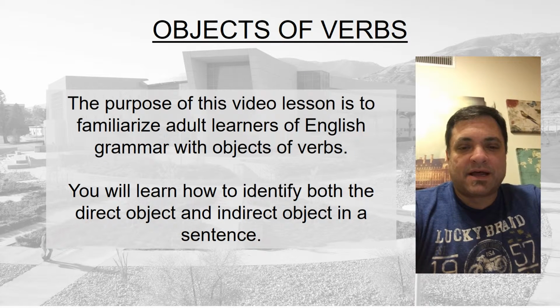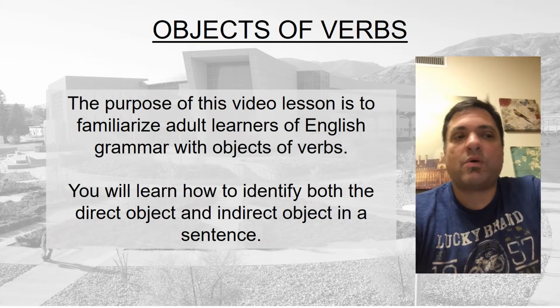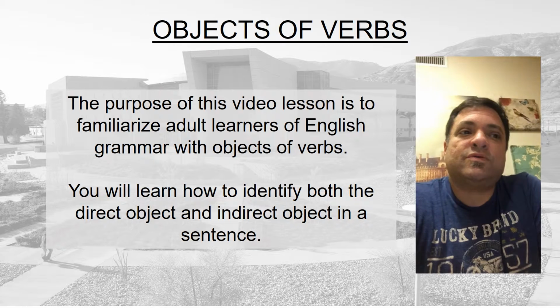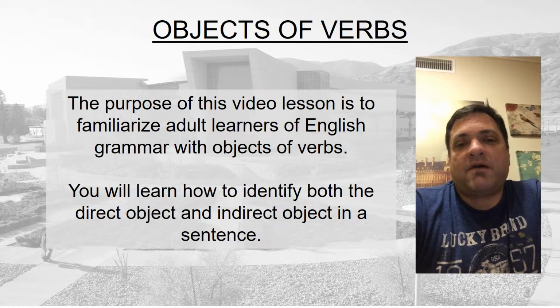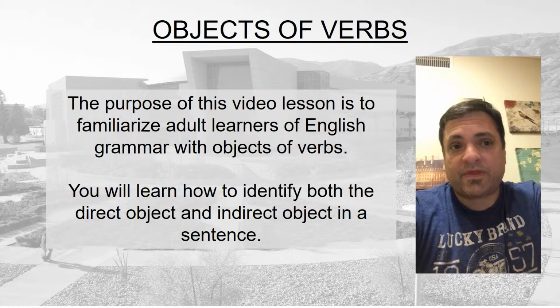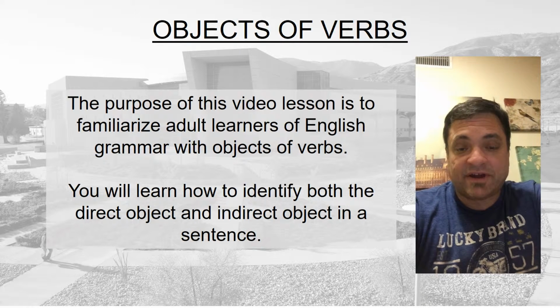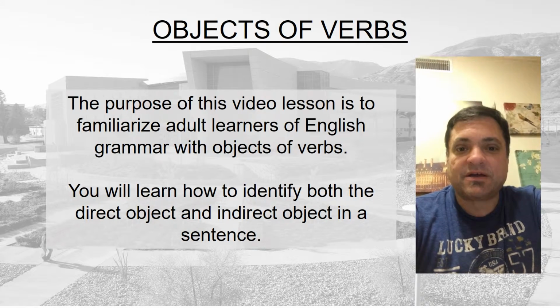And my grammar lesson is going to be on the objects of verbs. So the purpose of this video is to familiarize adult learners of English grammar with the objects of verbs, such as the direct object and the indirect object of a sentence. And in this video, hopefully you'll learn how to identify both the direct object and the indirect object of a sentence.